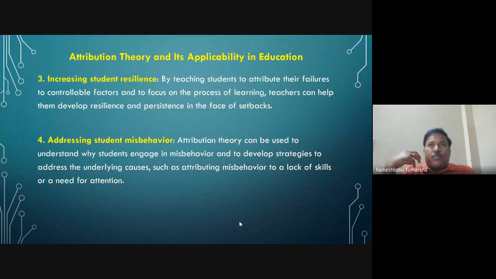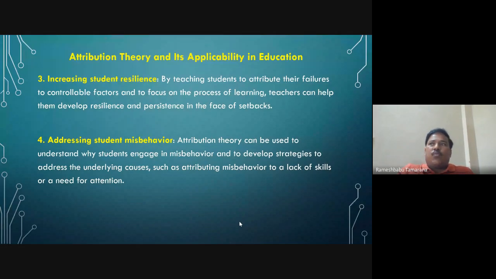So you make them understand that they should focus more on the controllable factors, what is in their control. Probably that helps students to learn, and to have persistence in their success in life. And also addressing students' misbehavior, right? This can also be applicable. It can be used to understand why students engage in misbehavior, and to develop strategies to address the underlying causes, such as attributing misbehavior to lack of skills or a need for attention.